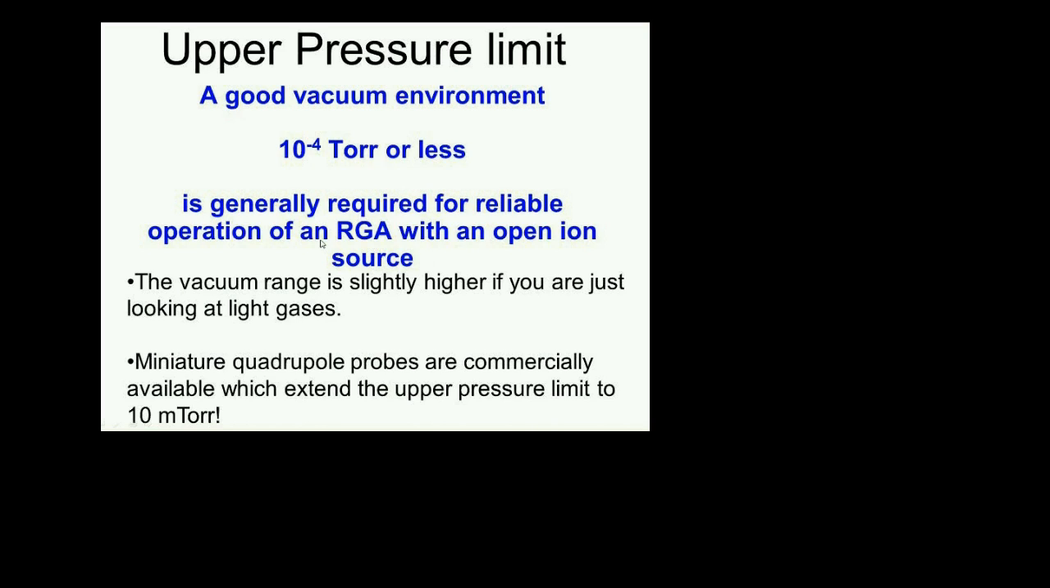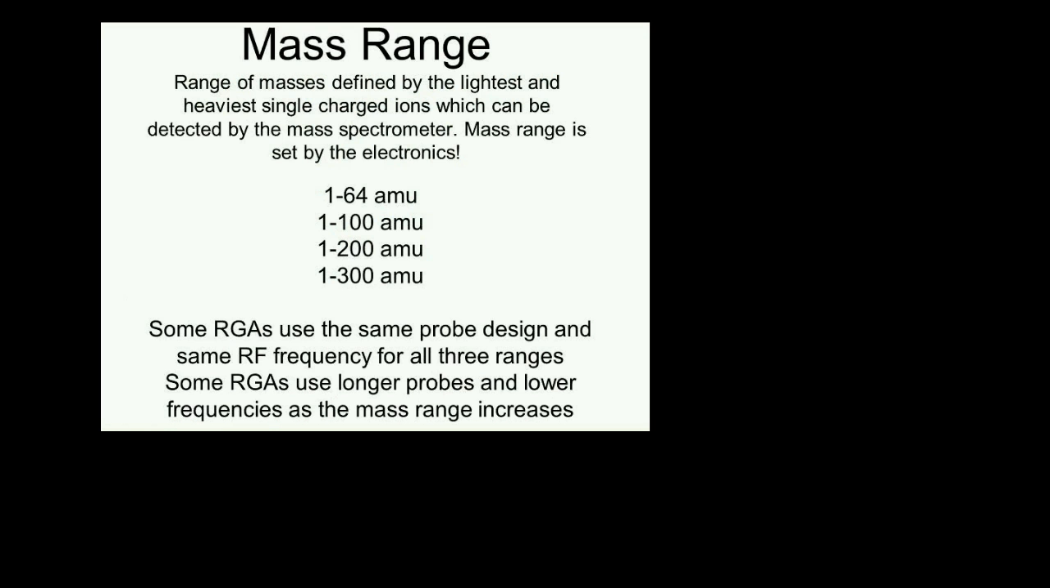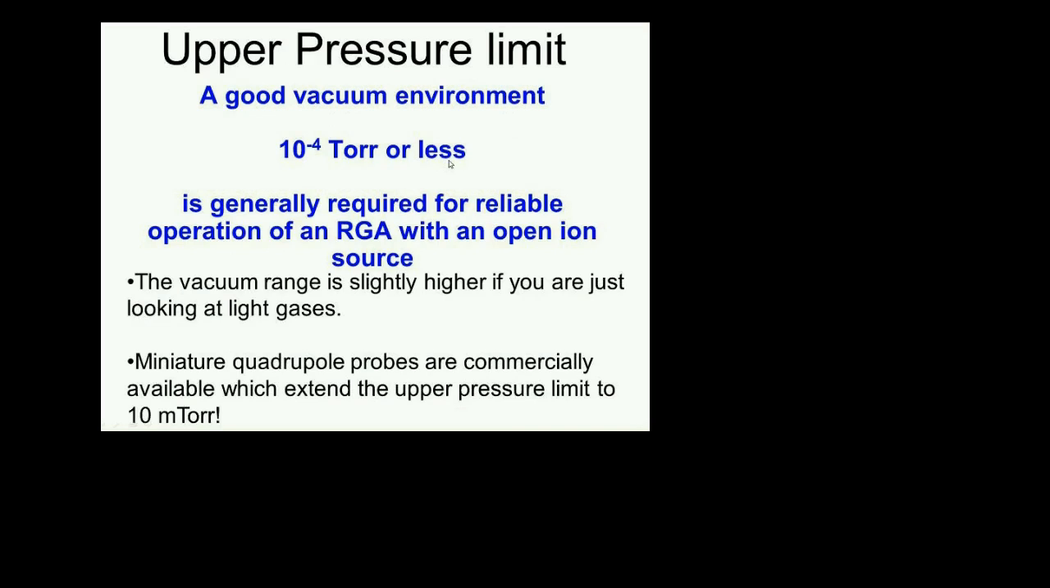And I have mentioned here, if we are buying a miniature quadrupole, the ones like the Transpector XPR or the MKS HQ2, then that upper limit of 10 to the minus 4 torr is now extended to 10 millitorr. And that's very useful. That's 10 to the minus 2 torr. It's a factor of 100 better if you're trying to do direct immersion of an RGA into a higher pressure of gas. Okay?